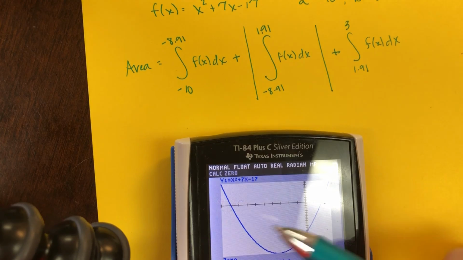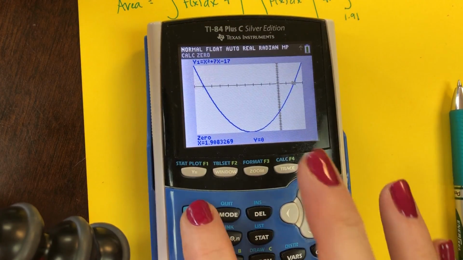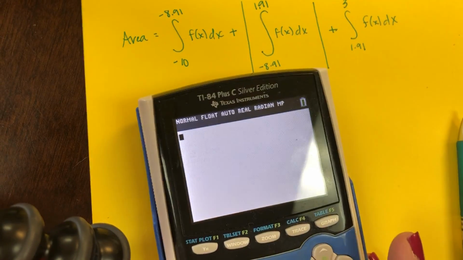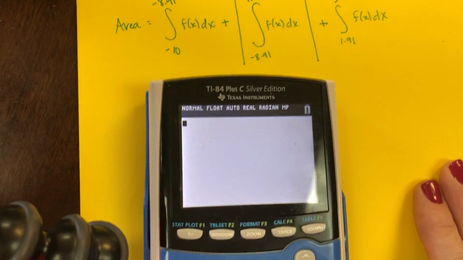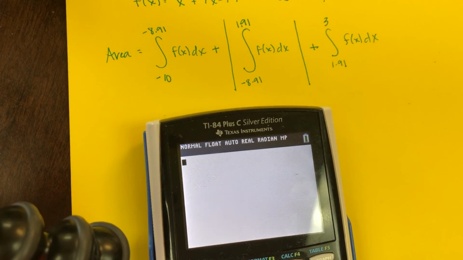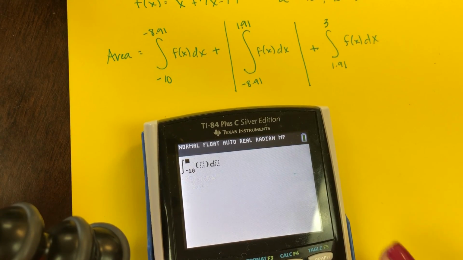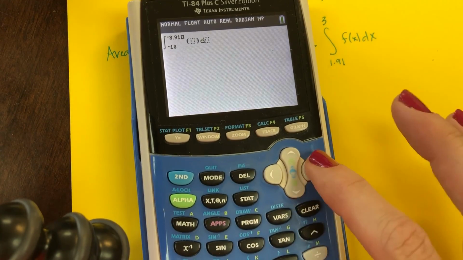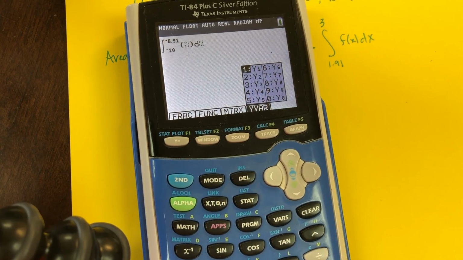This is kind of a gnarly one because we have 1, 2, 3 pieces, and we've got to account for each of them separately. But I'm going to get back to my home screen. I can do this all at once, left to right, using Math 9. I don't normally advise doing it all at once, but for the sake of time, I will. So I'm going to hit Math 9. I'm going to put negative 10 on the bottom and negative 8.91 on the top. I'm going to bump to the middle box. I'll use my quick key for Y1.